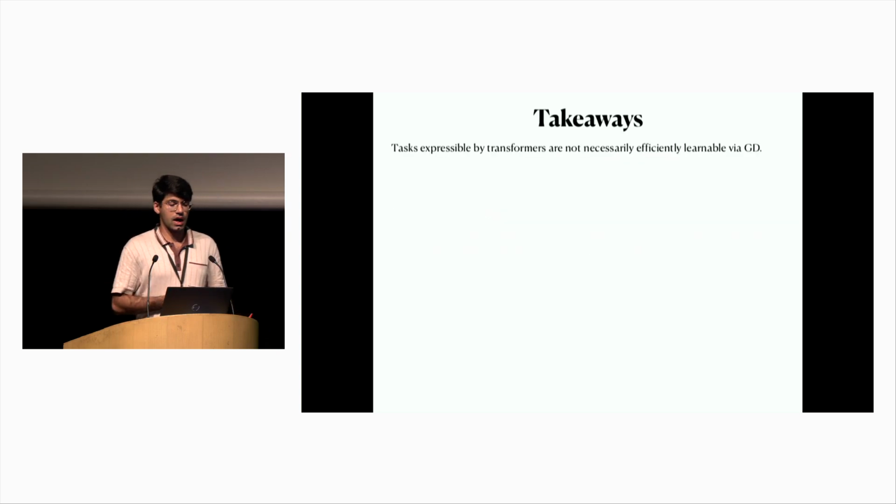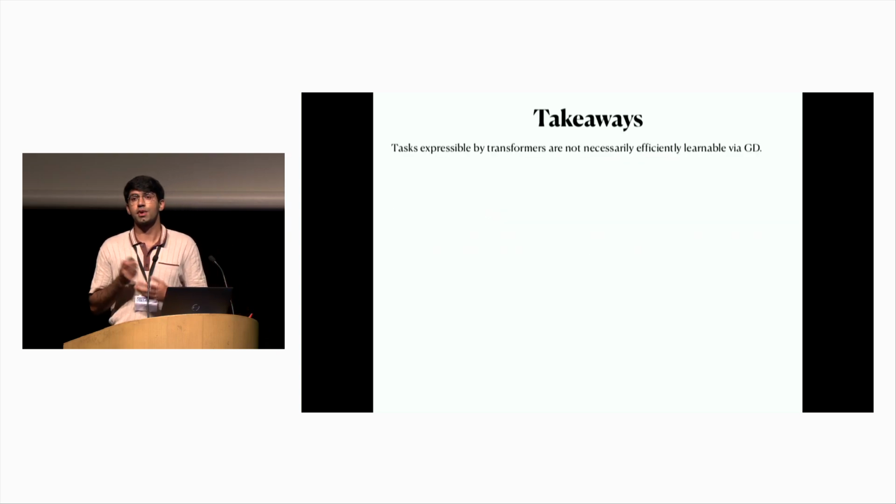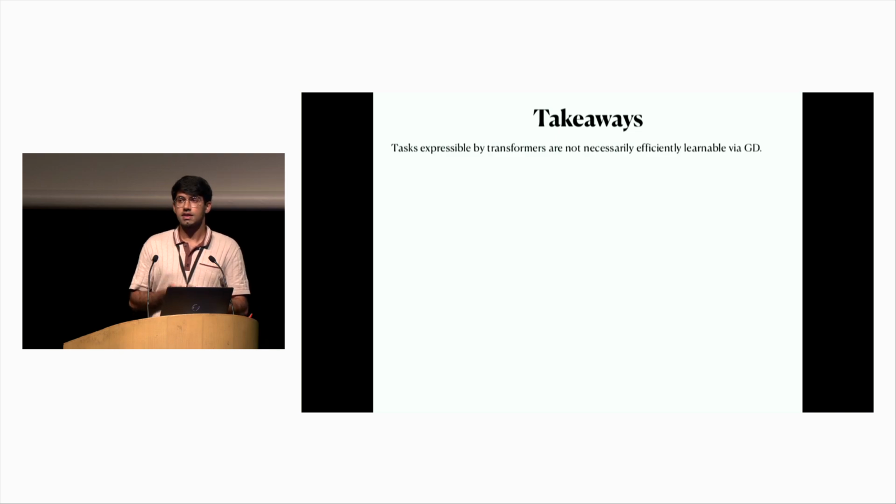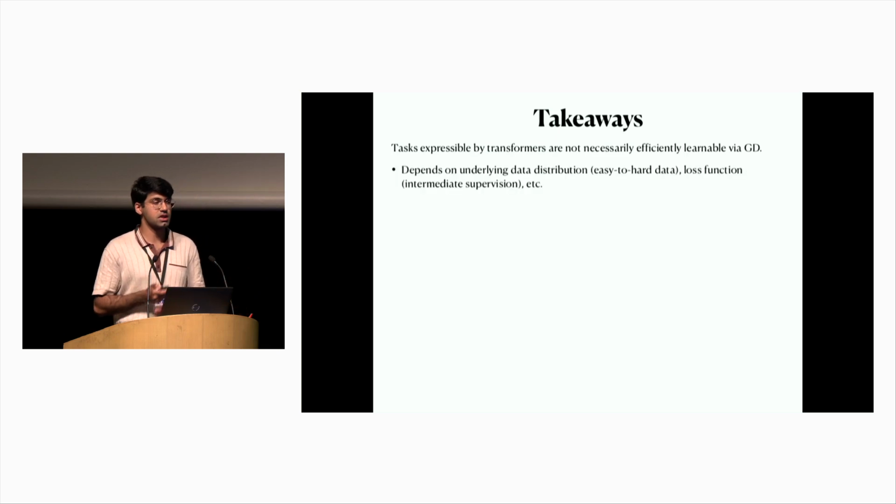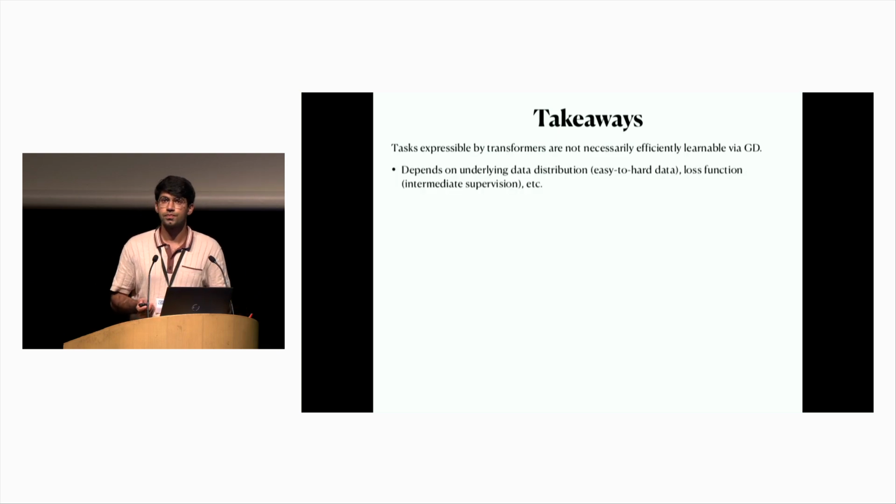So to conclude, there's been a lot of prior work on the expressivity of transformers, but the tasks that are expressible by transformers are not necessarily efficiently learnable via gradient descent. And whether or not these tasks are learnable via GD really depends a lot on the underlying data distribution. So we saw that training on the k-fold data directly was hard, whereas training on either a curriculum or mixture was easy.